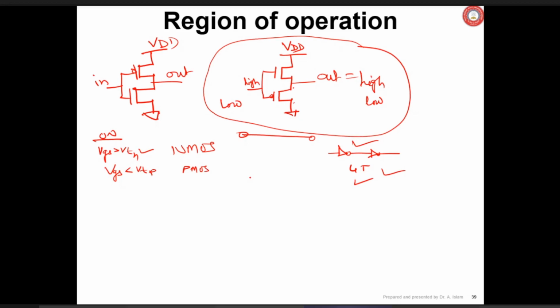Which one is drain? Top one or bottom one? I mean, the node which is grounded, that one is source, or the one at the top is the source? The one which is connected to the output node, that is source. Tell me quickly. Sir, upper one is source.